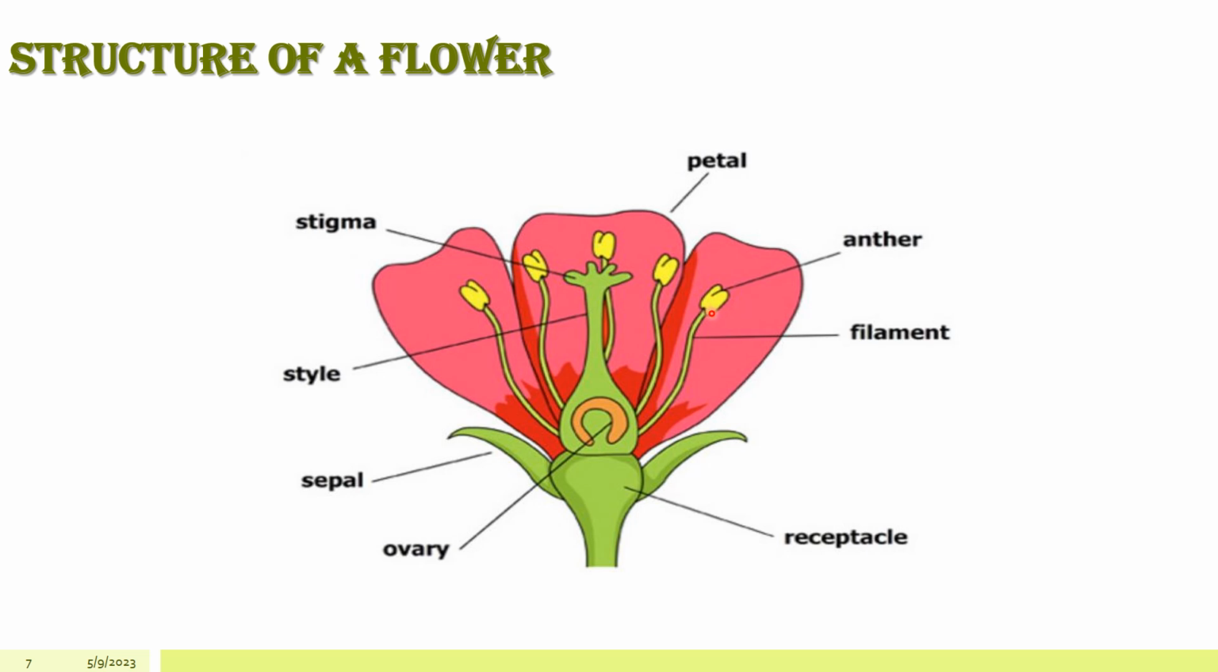Okay, so this anther and filament, they both together form the male part of the flower, which is known as stamen. Okay, this is stamen, and stigma, style, ovary form the pistil. This pistil is the female part and stamen is the male part of the flower. So that was all about the structure of a flower. इसका function तो आपको पता ही है.